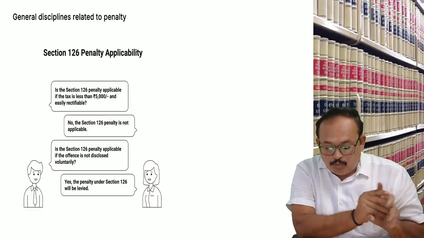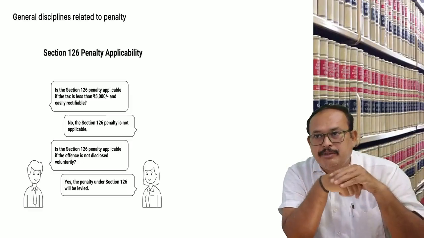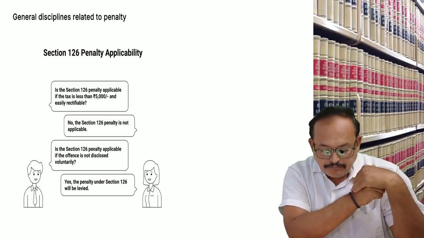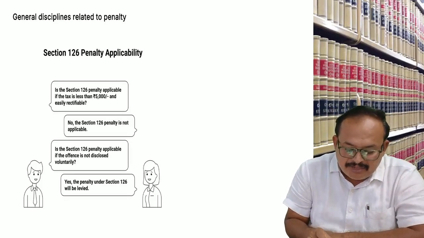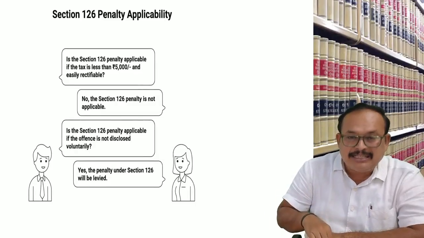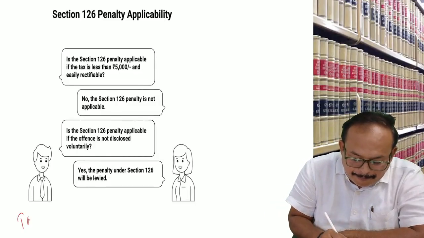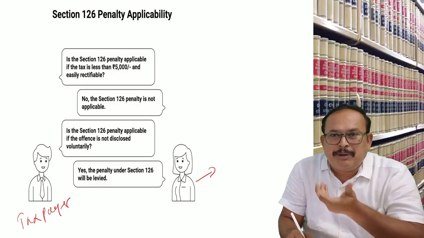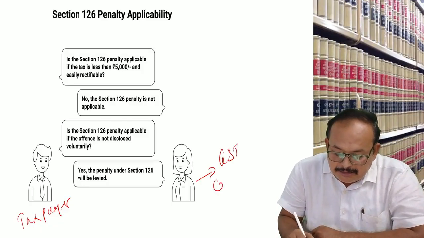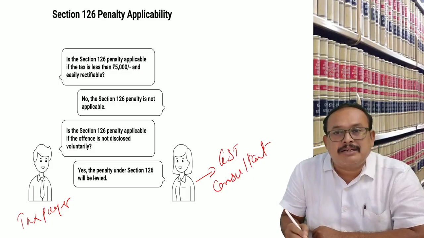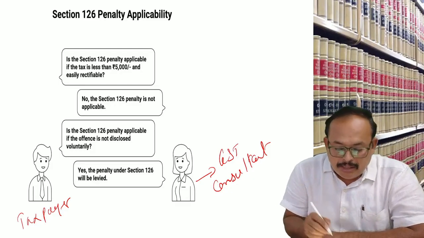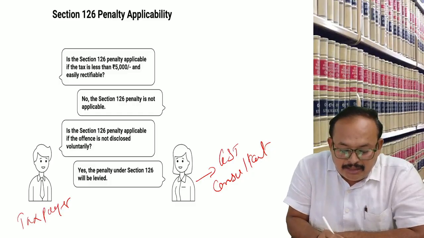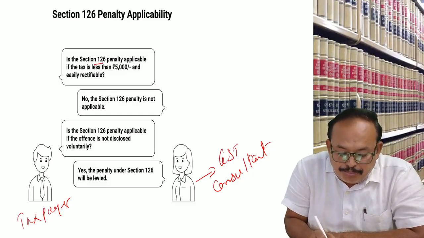Further, penalty under section 126, minor breach. Now, a conversation between the taxpayer and the officer. He is a taxpayer. She may be from the department or a GST consultant, knowing the law. Now, Mr. is asking, is section 126 penalty applicable if the tax is less than rupees 5,000 and easily rectifiable?